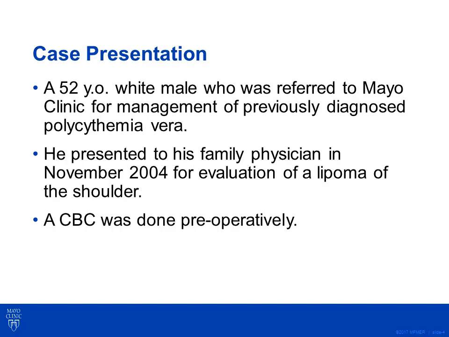But to begin, I did want to present a case first to have in the back of your mind as we go through our talk. This is a 52-year-old white male who was referred to Mayo Clinic for management of previously diagnosed polycythemia vera. This was discovered when he presented to his family physician in November of 2004 for evaluation of a lipoma of the shoulder. And I want to point out that date of 2004 is very important to keep in the back of your mind. And so as a part of the workup for this surgery, a CBC was done.